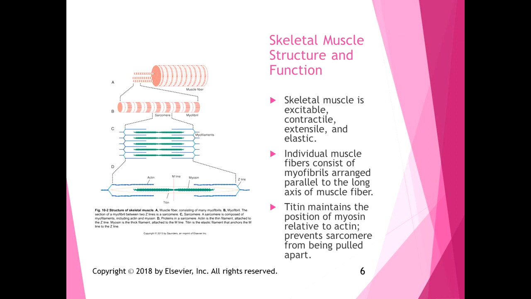Within the sarcomere, the protein titin, which is the little orange line on this, and on the next slide I have a bigger picture of this, we'll look at it. But titin maintains the position of myosin relative to the actin and prevents the sarcomere from being pulled apart. So titin is a structural protein, and it is largely responsible for the tension or tone in the muscle, or it's one of the big factors in resting muscle tone.